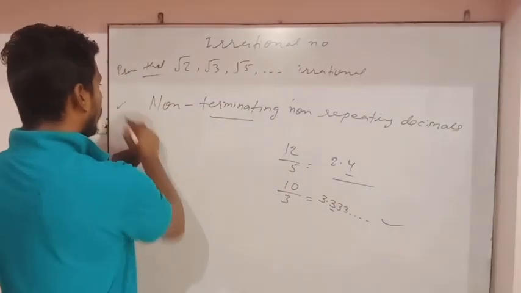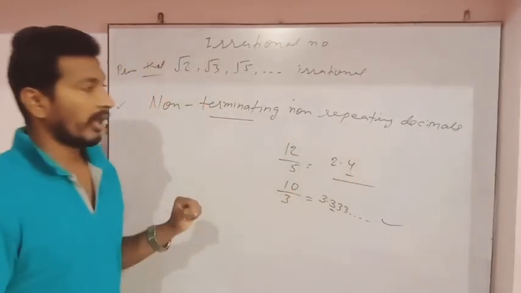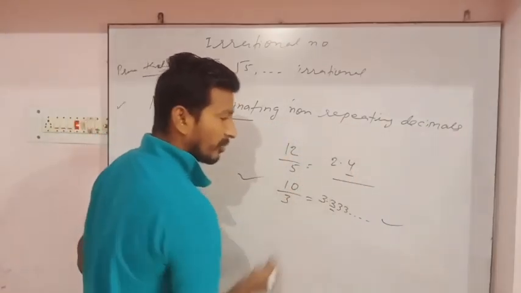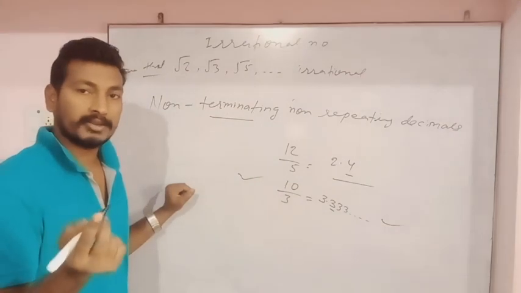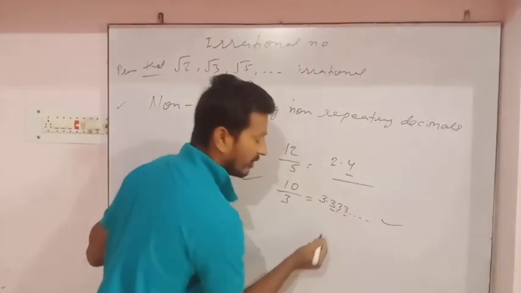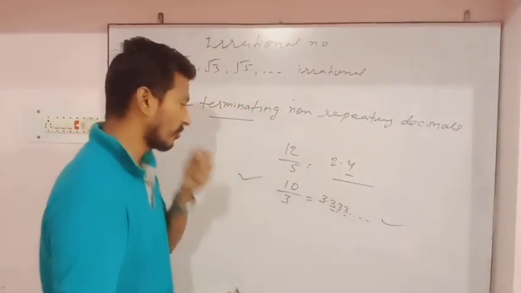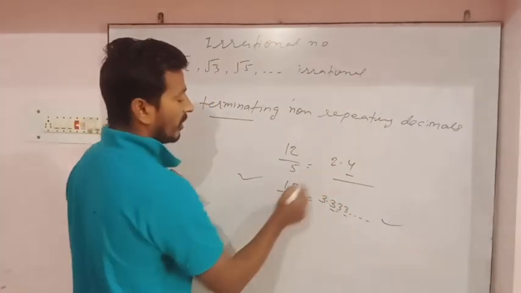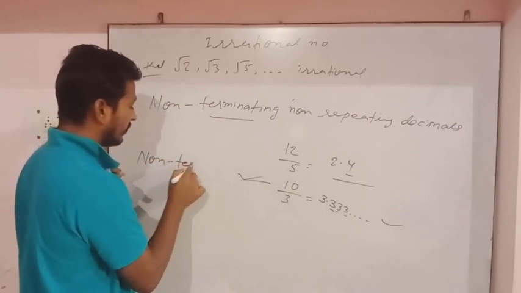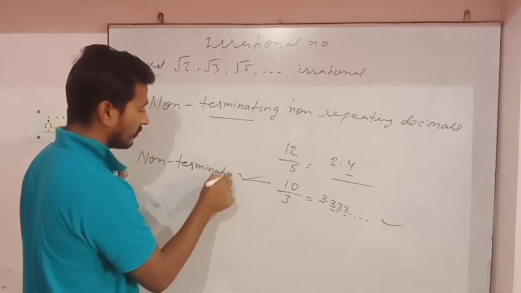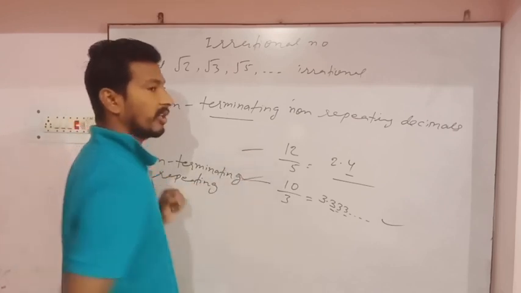So there is only one case for an irrational number: non-terminating, non-repeating. And this is an example of non-terminating but repeating. Why? Because after the decimal you can see there is only one digit which is coming again and again, frequently repeated. So we can say this is an example of a non-terminating repeating decimal, and this is a terminating decimal.